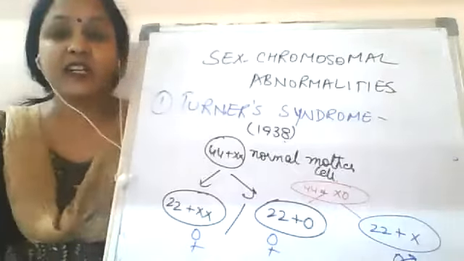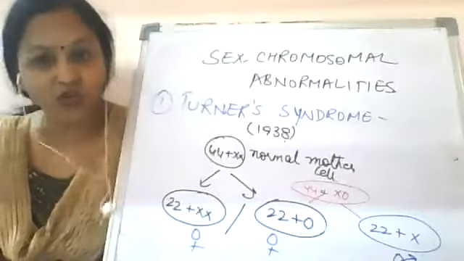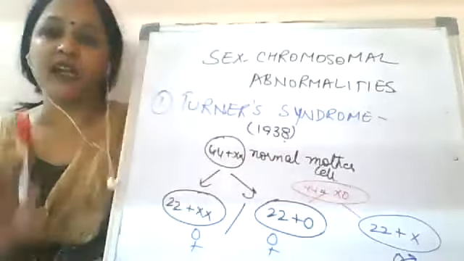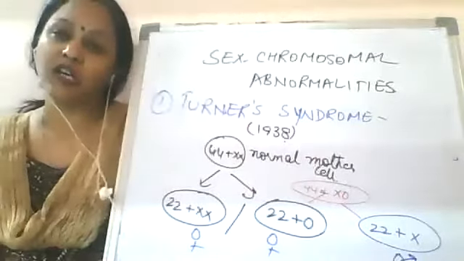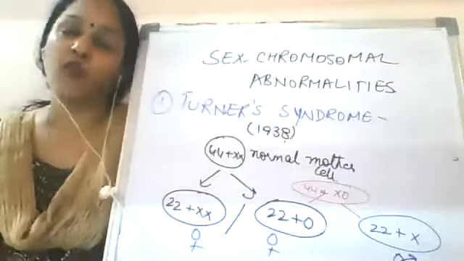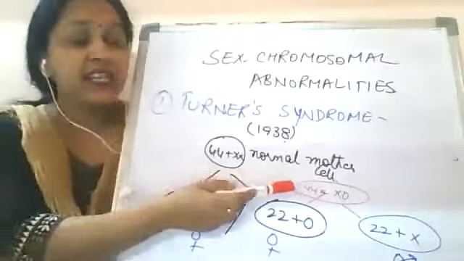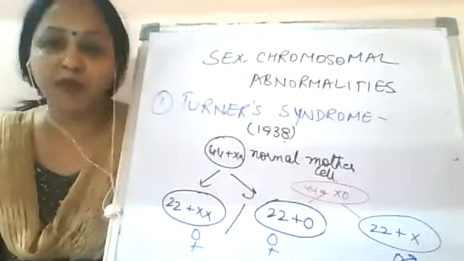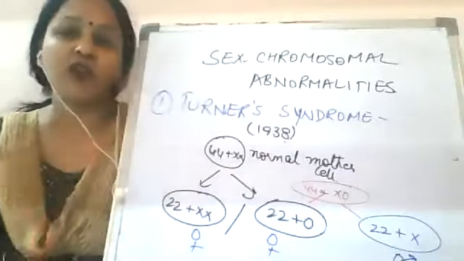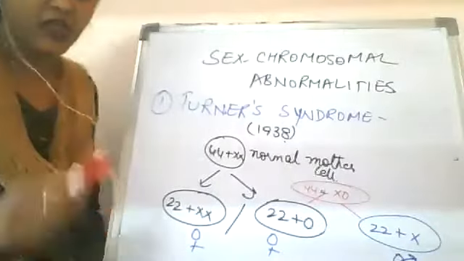What will this result in? This will result in a female with Turner syndrome. So although the X chromosome is there, the child will develop into a female child, but the proper development of all the reproductive parts will not take place, and such females will be sterile females. They will not be able to produce eggs and give birth to offspring. So it will result in the formation of sterile females. Okay, is it clear?